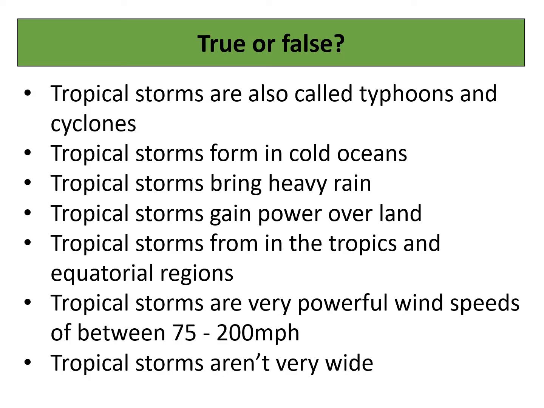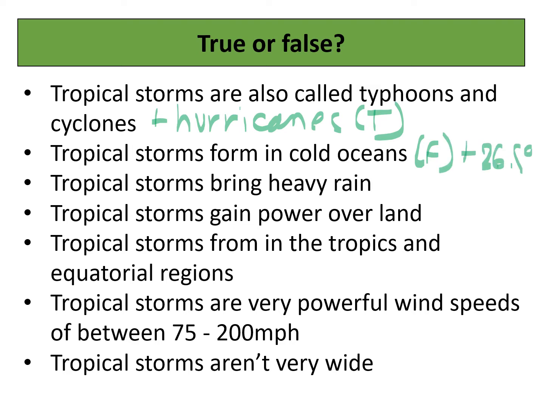Okay, so the first thing I'd like you to do is read through these statements and decide whether you think they are true or false. So pause the video, and then when you play again, we will go through the answers. So tropical storms are also called typhoons, cyclones, and also hurricanes. Is true. Tropical storms form in cold oceans is false. The oceans have to be at least 26.5 degrees in temperature.